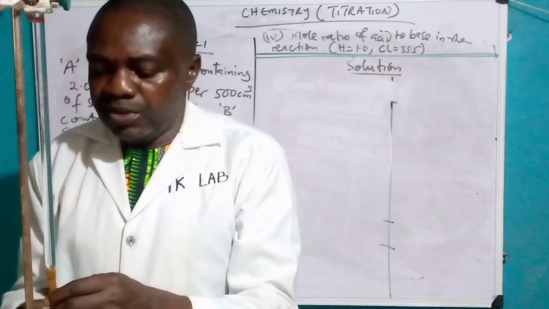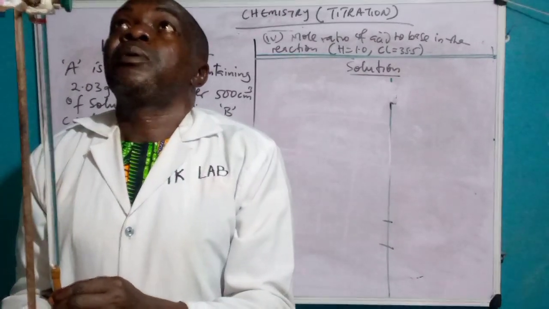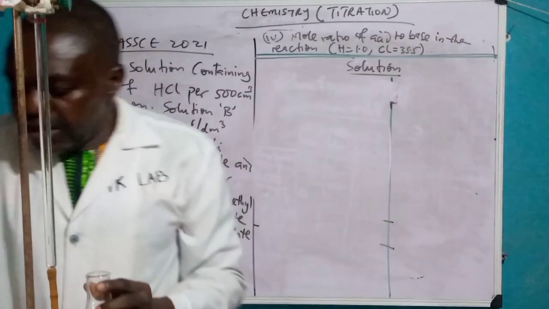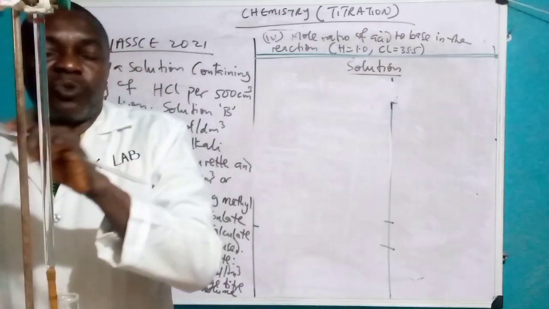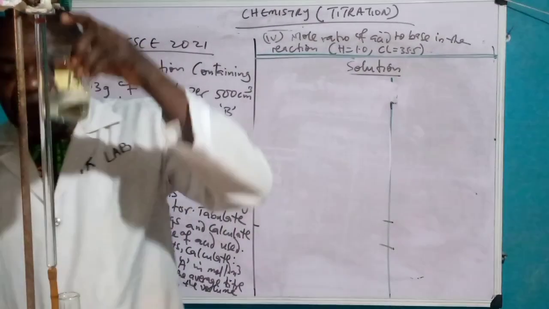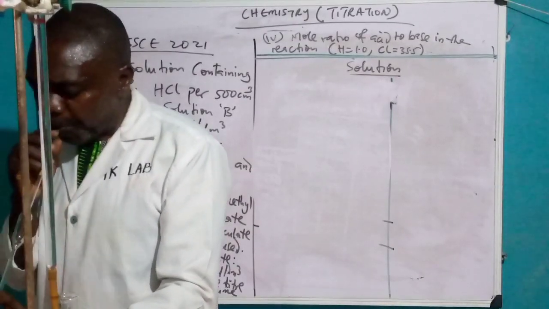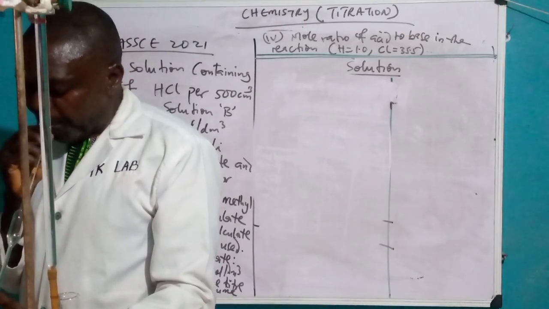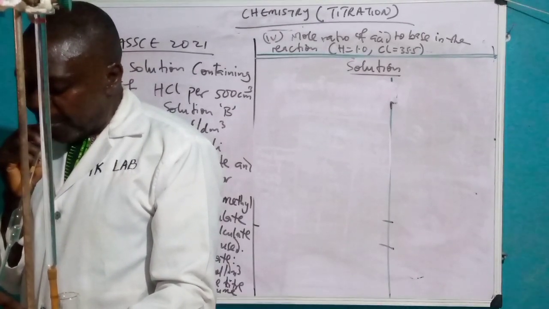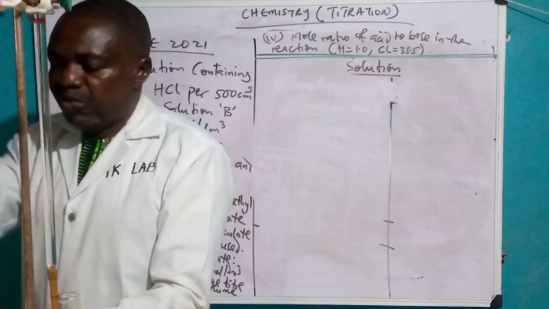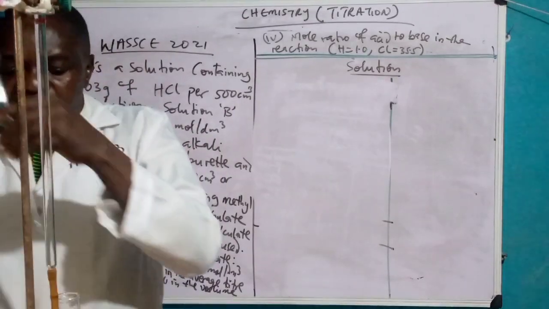Remember, this is the acid solution. Okay, it's at the 0 mark now. Then remember, this one must be neutral. Rinse with water. This pipette, I've already rinsed it with some quantity of the base to be used. Remember, solution B means base. So it has got to the mark.